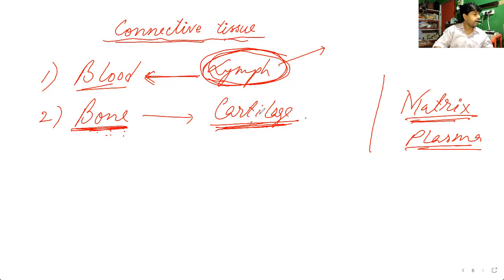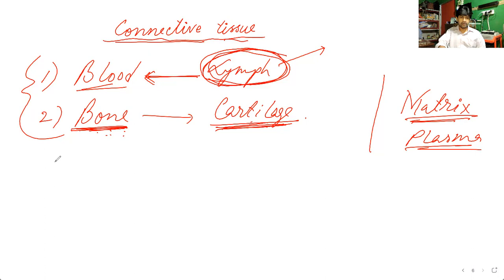Again, bones contain calcium and phosphorus, while cartilage does not have these materials. So these are the differences between bones and cartilage. If you read this part, you can find out the differences. So that is about the connective tissue bone. Except for blood and bone, some other connective tissues are also explained here.